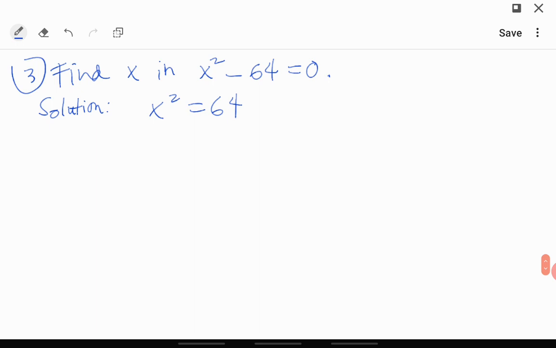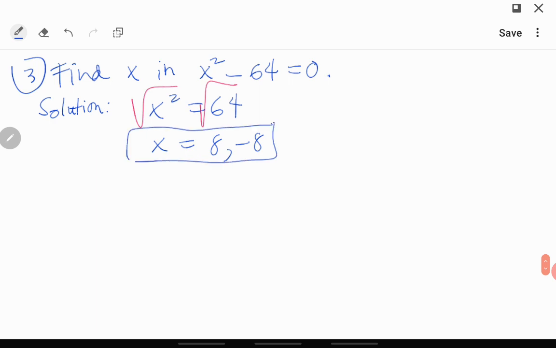Kailangan may left side at saka may right side. So ang right side natin ay positive 64 and extract the square root of both sides. So our answer will be 8. Pwede mong isulat na ganito, 8 comma negative 8 or pwede ring plus minus 8. Okay, kasi 8 times 8 is 64 at saka negative 8 times negative 8 is also 64.